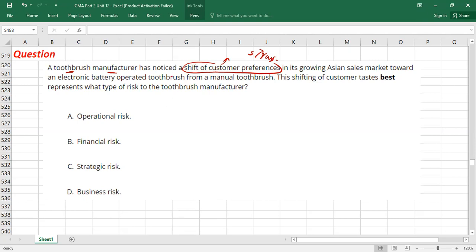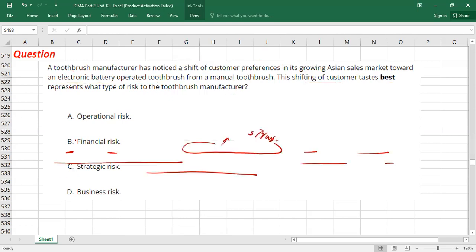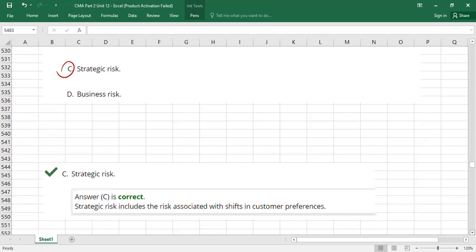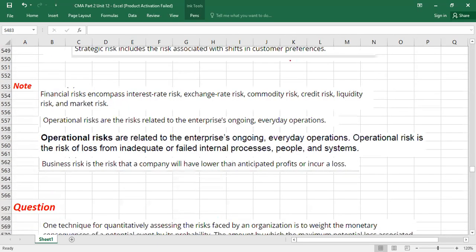So they're saying a toothbrush manufacturer has noticed a shift of customer preference in its growing Asian sales market towards an electronic battery operated toothbrush. People are shifting from the traditional brush to the electronic toothbrush. Then they're asking what type of risk this shifting of customer taste best represents to the toothbrush manufacturer. Actually, you can say a strategic risk. Understood?